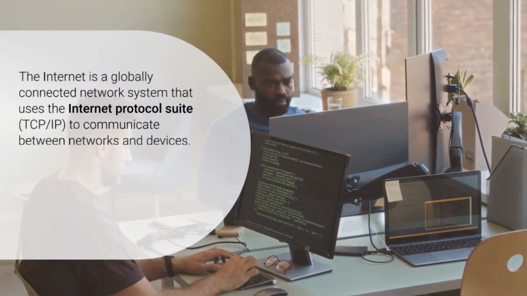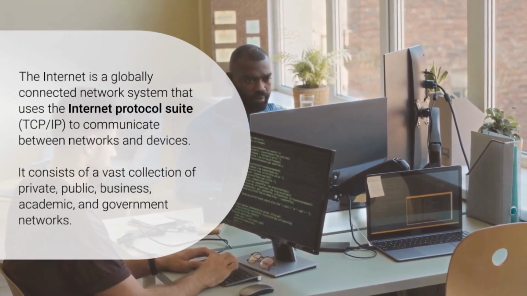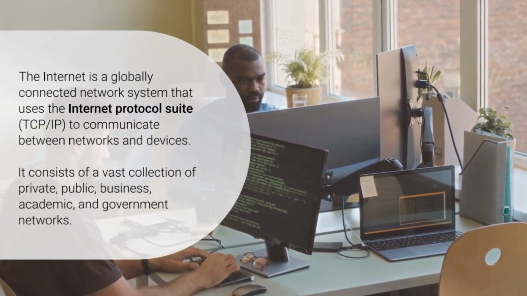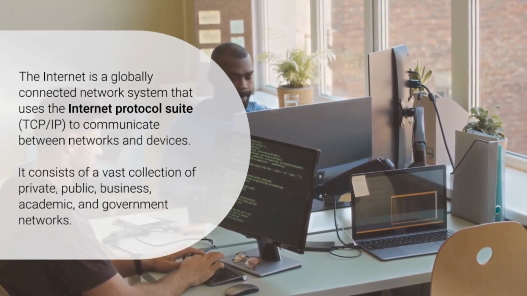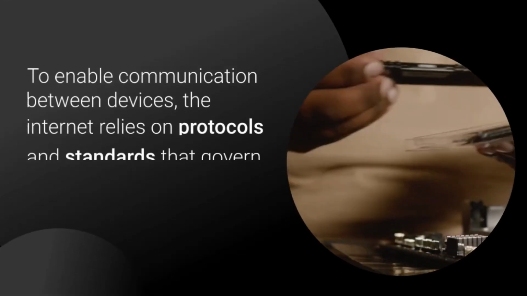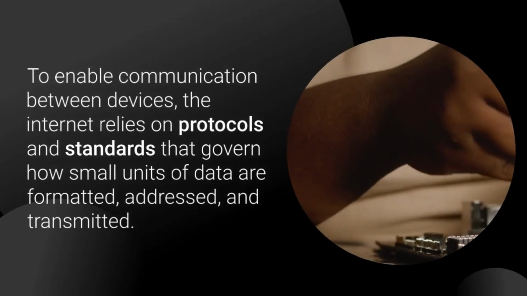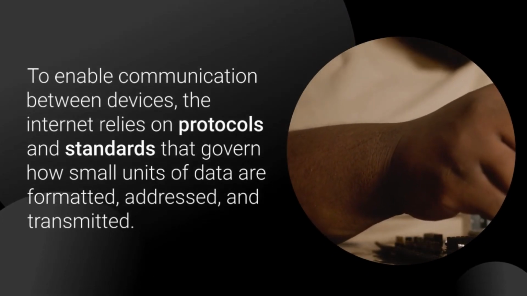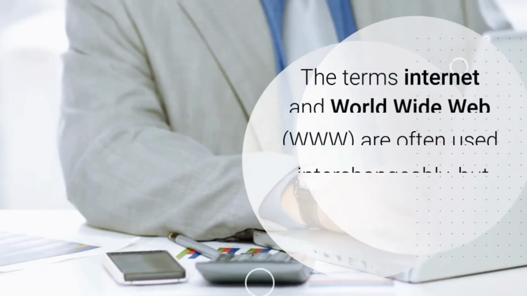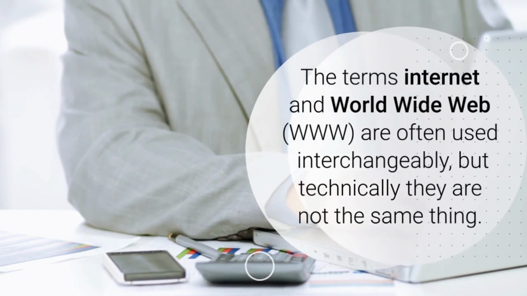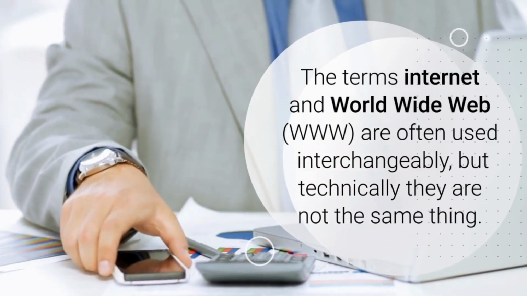The internet is a globally connected network system that uses the internet protocol suite, TCP/IP, to communicate between networks and devices. It consists of a vast collection of private, public, business, academic, and government networks. To enable communication between devices, the internet relies on protocols and standards that govern how small units of data are formatted, addressed, and transmitted.